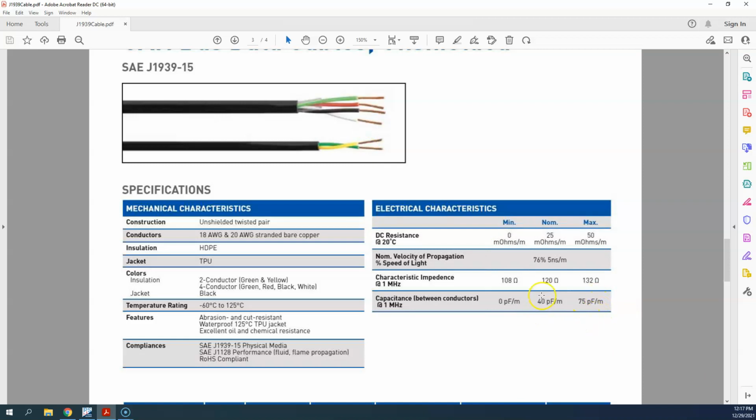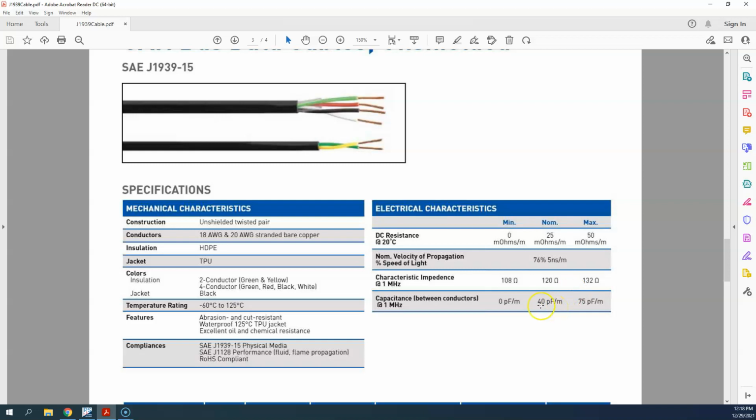So the nominal capacitance of a 1 meter piece of J1939 cable between the two conductors, CAN high and CAN low, is approximately 40 picofarad per meter. Once again, pico is 10 to the negative 12, so there's a whole bunch of zeros in front of this. So if I had 10 meters of this, I would say that is 400 picofarad if I had a 10 meter long data link cable.